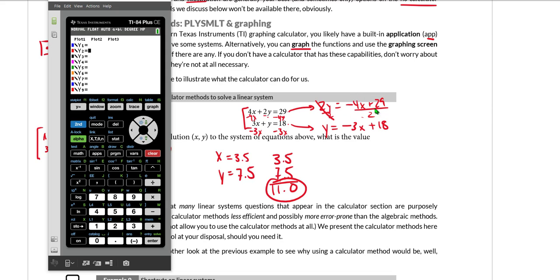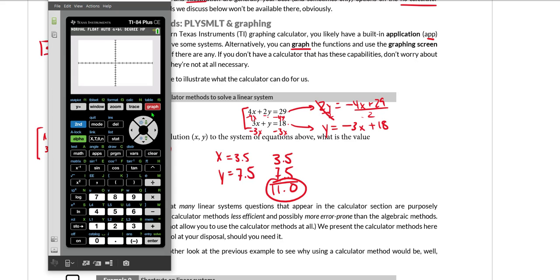I'm not going to clean this up anymore, because what I can do is enter y equals alpha f1, enter, negative 4x plus 29 all over 2. So I don't need to reduce anything there. I can just enter into the calculator exactly what I see on the page. And then here I have negative 3x plus 18. So now I have the first line and the second line in y equals mx plus b slope-intercept format entered into my y equals menu.